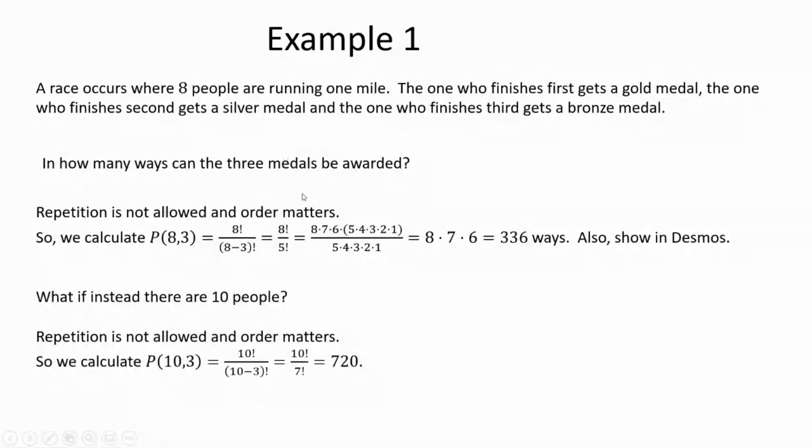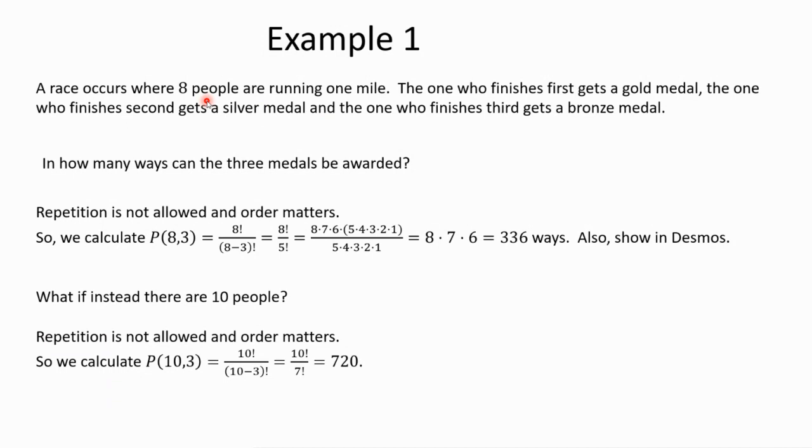Okay. So here, let's say we have this. Let's say a race occurs and there are 8 people running 1 mile. With the race, the one who finishes first gets the gold medal. The one who finishes second gets a silver medal. And whoever finishes third gets the bronze medal. Okay, so the question is, how many ways can these 3 medals be awarded?